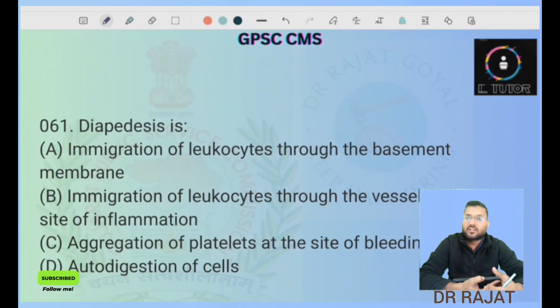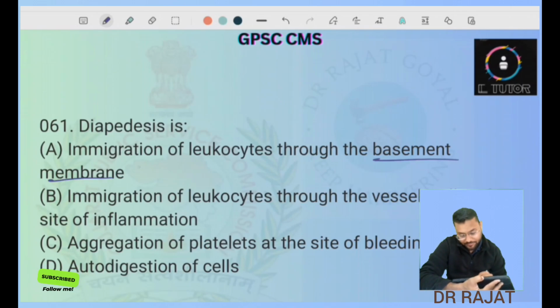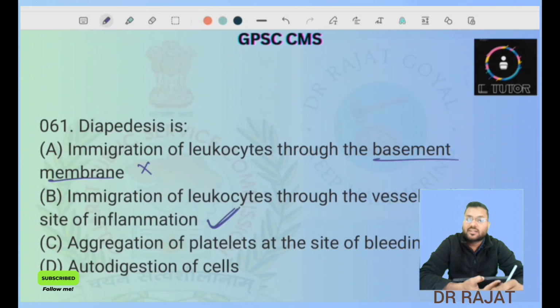Diapedesis is immigration of leukocytes through the basement membrane. No, it is not through the basement membrane. Immigration of leukocytes through vessel wall to the site of inflammation. Yes, this is true, because whenever there is an inflammation, the leukocytes will go to that site of inflammation by moving out of the vessels, and they will move into the cavity around the site of inflammation. So here the answer will be option B, immigration of leukocytes through the vessel walls to the site of the inflammation.